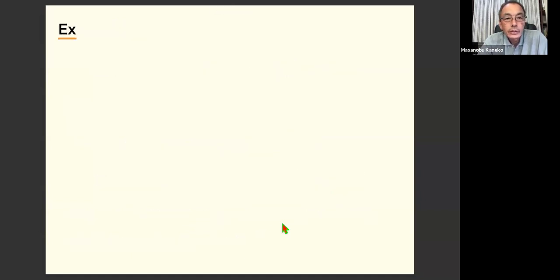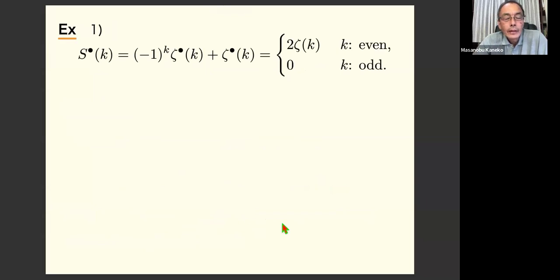So let's look at an example of depth 1 and depth 2. First, depth 1. By definition, this capital S bullet of k is equal to minus 1 to the k times zeta bullet of k plus zeta bullet of k.